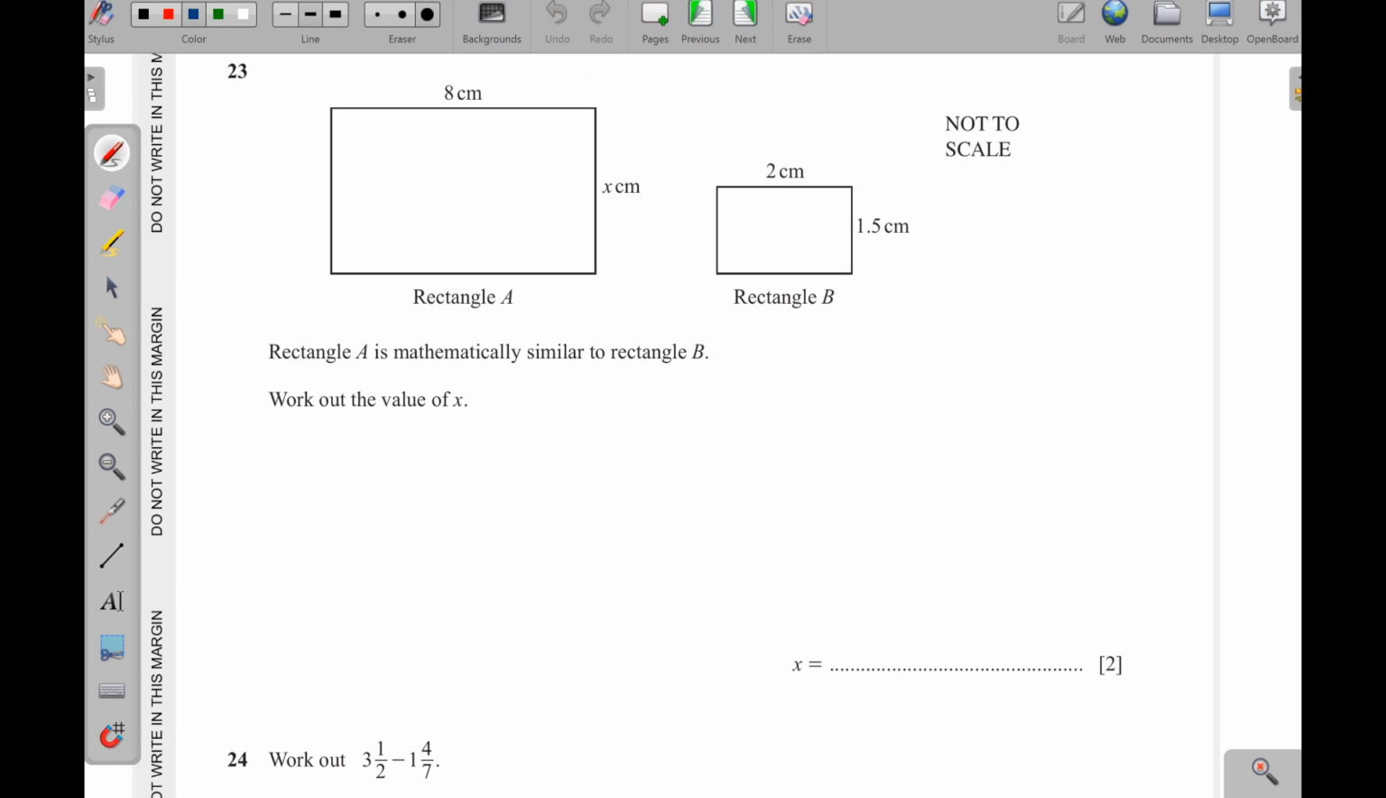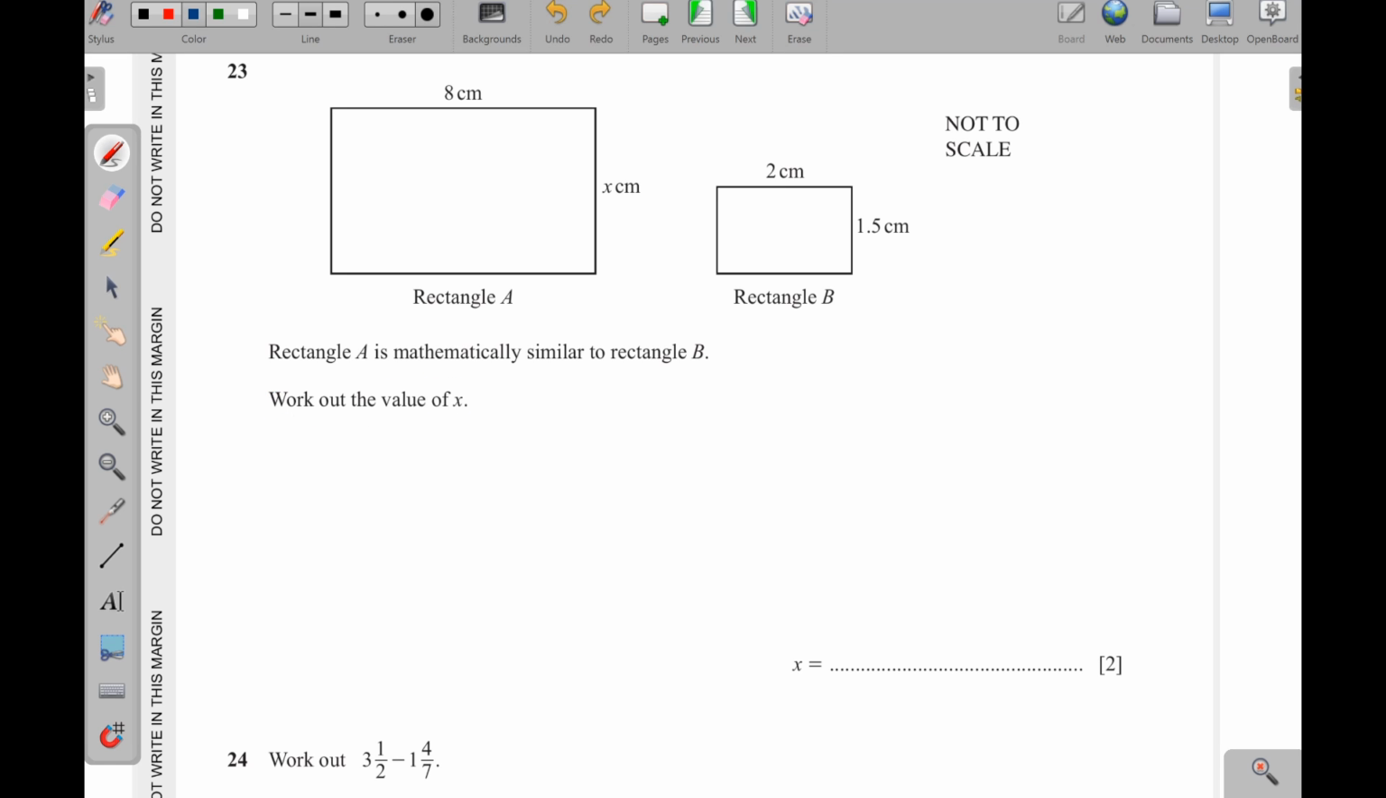Okay, question 23, we are having a rectangle A and then rectangle B, and they are saying rectangle A is mathematically similar to rectangle B. There is somewhere I talked about congruency and similarity of figures. That is in part 1, okay? So they are saying here, work out the value of x.